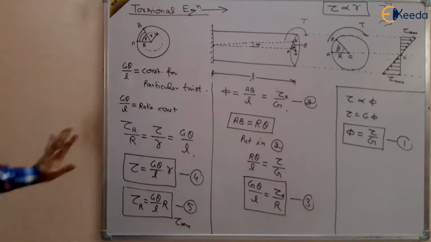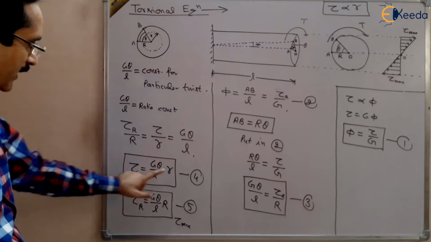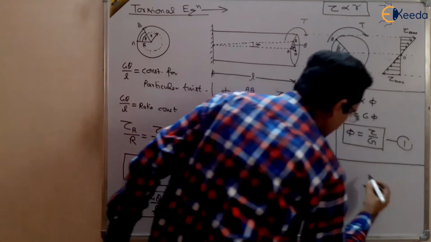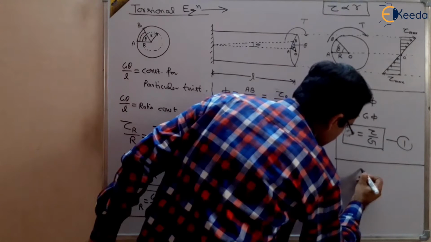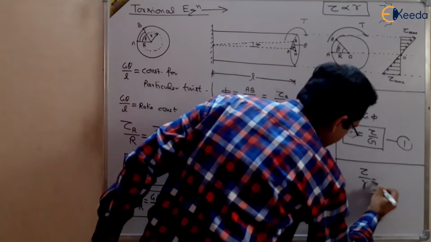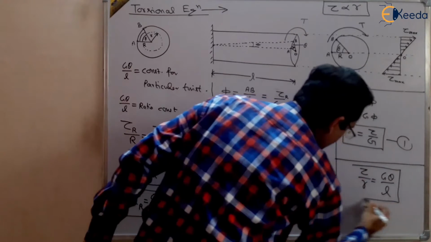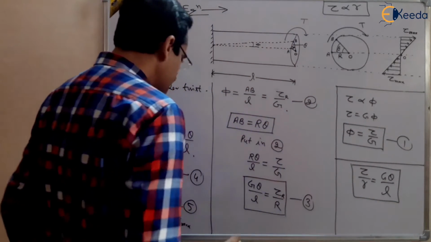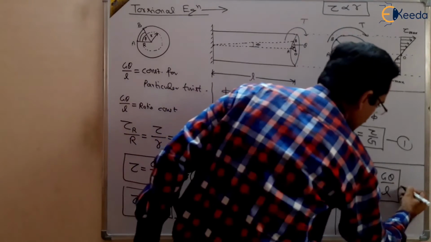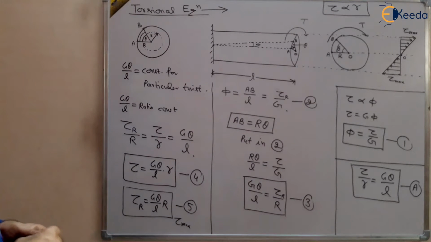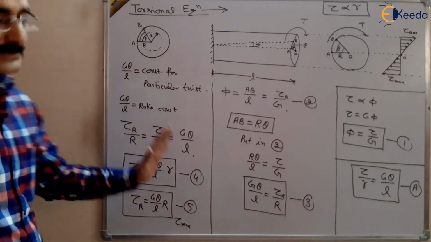So our equation now is tau by r is equal to G theta upon L. This is our main equation, right? I am calling this equation number A: tau by r is equal to G theta upon L, right? So how have we done this?